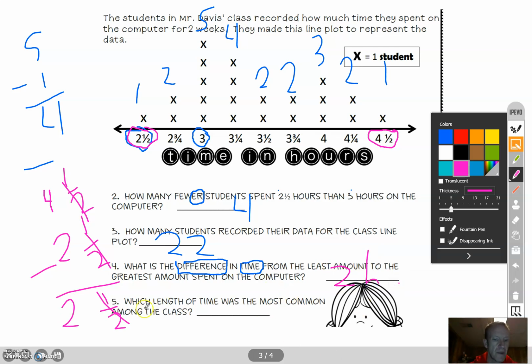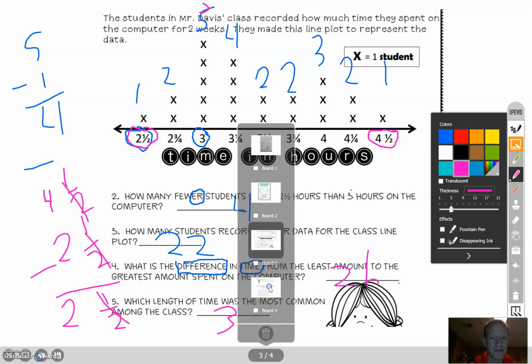Okay? Which length of time was the most common? So now we got to find out most common, so we're looking at the students. So we got to look for the biggest number up here. And that would be the 5. And then we have to look at the length of time. So that's the bottom number, because the bottom number is the time. So that would be 3. Okay? So let's go create one.